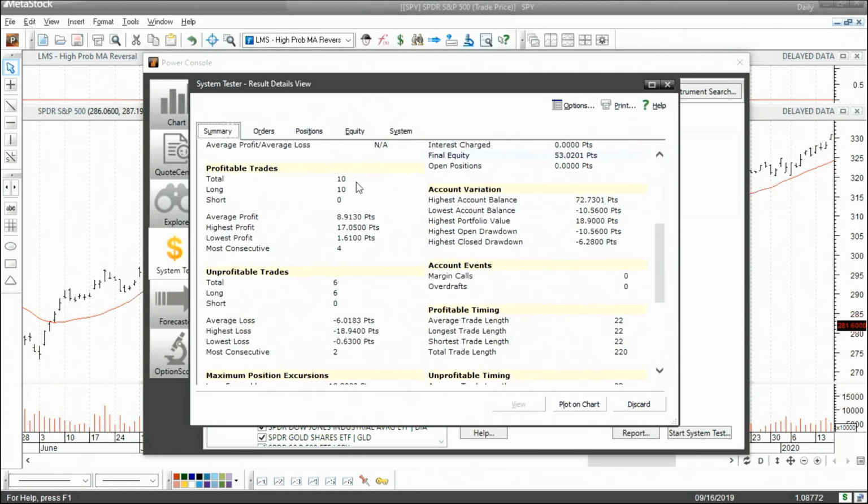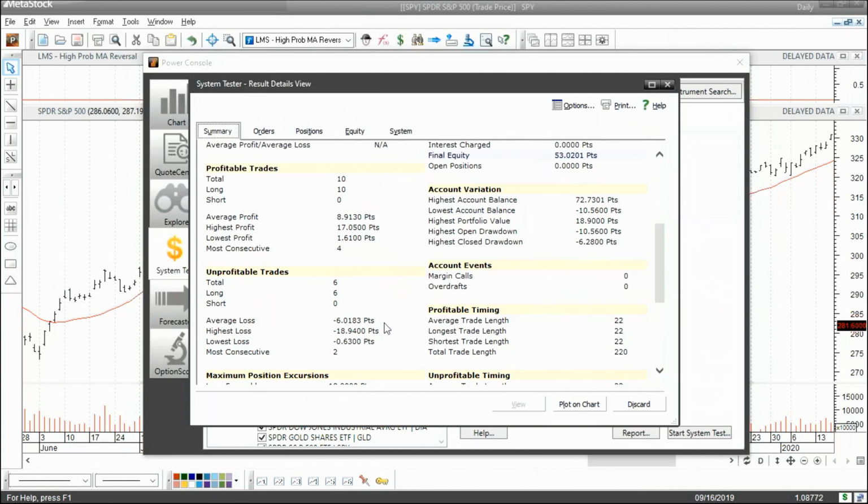And out of those 10 winning trades, for example, the average profit was 8 points. And then the average loss was 6 points for those losing trades. Okay. So that's one thing to take a look at. And in fact, in my opinion, one of the most important things you can look at when you're looking at system test results is your average profit to your average loss.